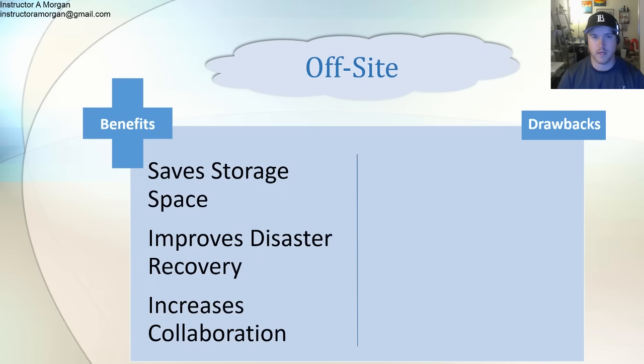It's going to save that storage space on your computer. So now instead of saving onto your hard drive, you're saving onto the cloud. Next, it improves disaster recovery. So, for example, we just had a lot of heavy rain here in Southern California. Some people's houses got flooded.